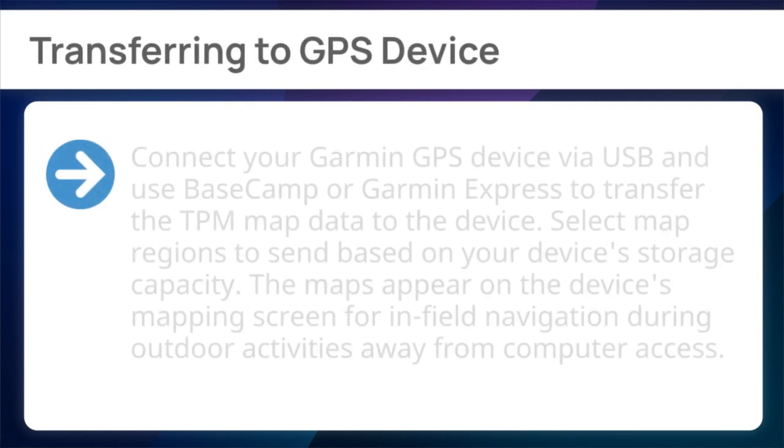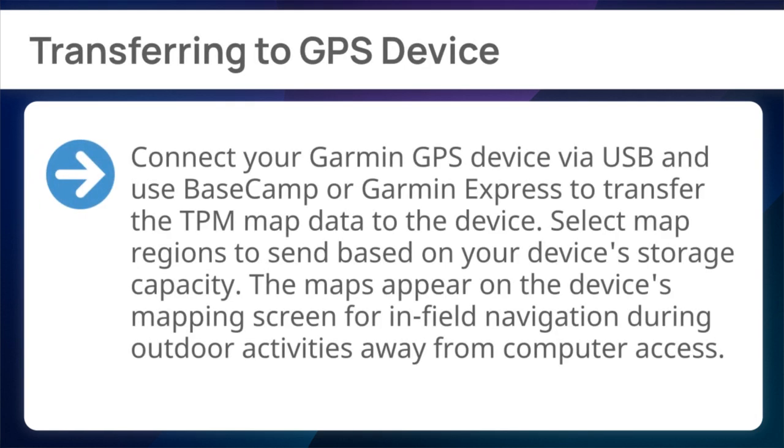Next, transferring to GPS device. Connect your Garmin GPS device via USB and use BaseCamp or Garmin Express to transfer the TPM map data to the device. Select map regions to send based on your device's storage capacity. The maps appear on the device's mapping screen for in-field navigation during outdoor activities away from computer access.